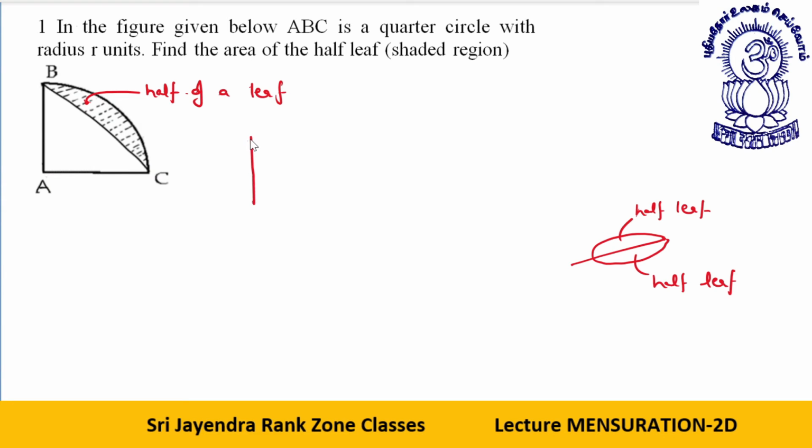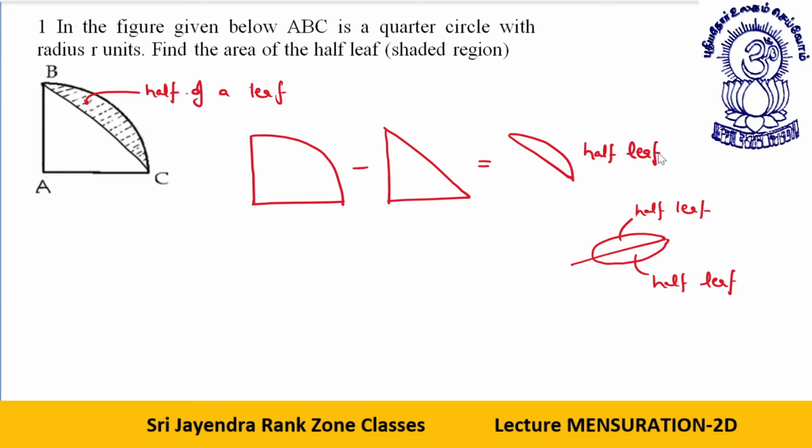And how do you get this half leaf? If from this sector you are being asked to find the shaded region, if from this sector you remove this triangle, what do you get? You get a leaf, half leaf. Okay. Sector minus triangle is equal to half leaf. This is the concept, dear students. So how do you get the area of leaf? So area of half leaf is what?